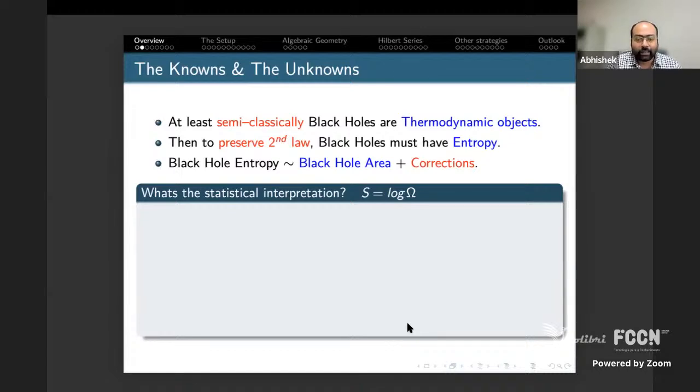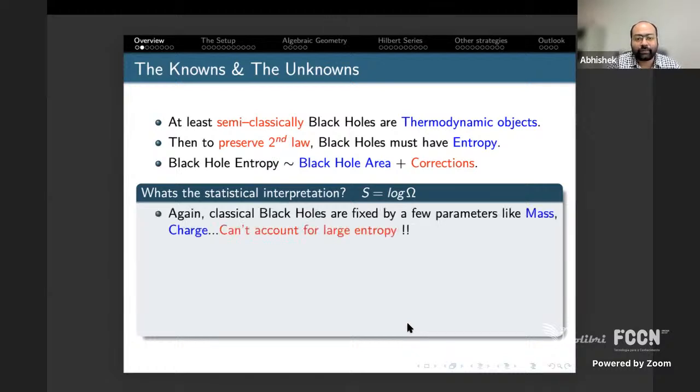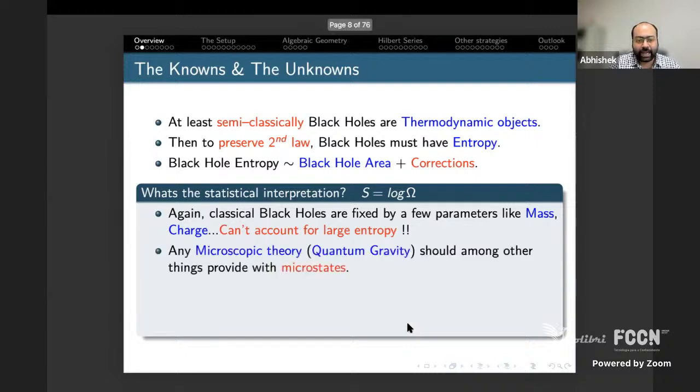So the main question here is what is the statistical interpretation of a large black hole entropy that we see or we calculate. This cannot be answered just from the classical GR point of view, because of various uniqueness theorems, if you fix masses and charges. So you have to go to a quantum gravity kind of setup where it is expected that a microscopic understanding of it will give you these states.